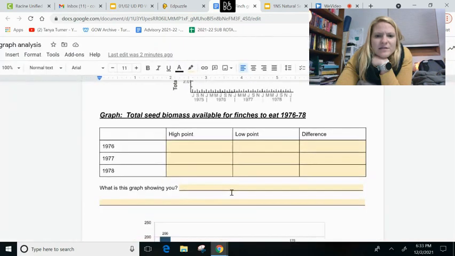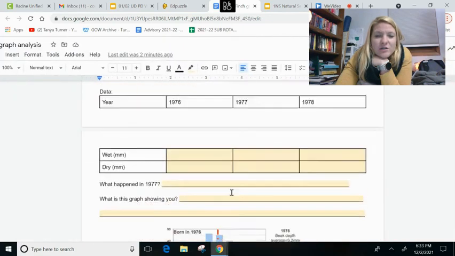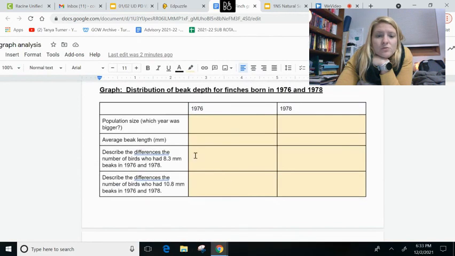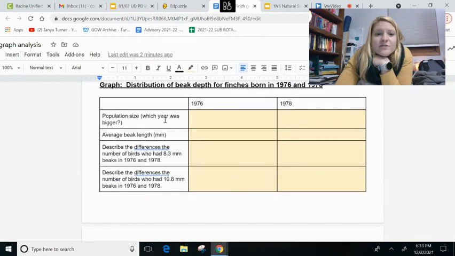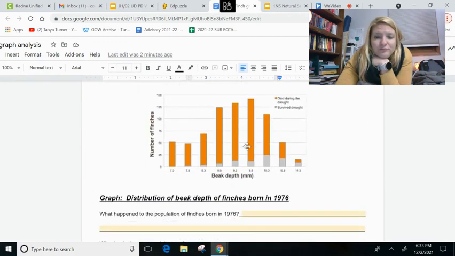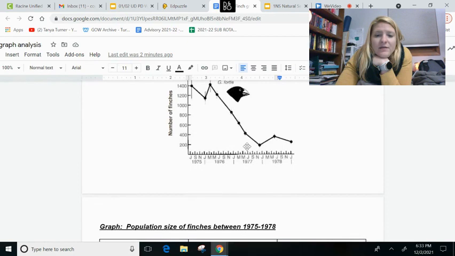I think those are the main questions. Oh, so this one, when it says population size, which year was bigger, just say like bigger, smaller, or whichever one was which. Or put like a check or an X or something on which one was bigger. Just make that differentiation. And I think that is it.